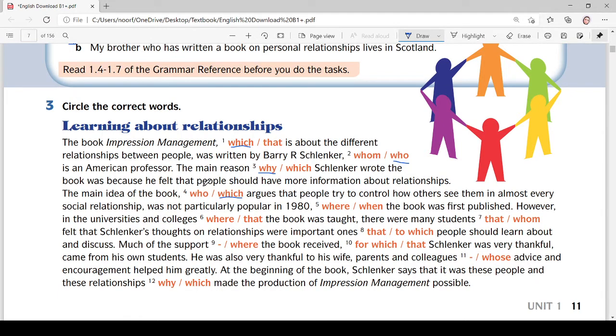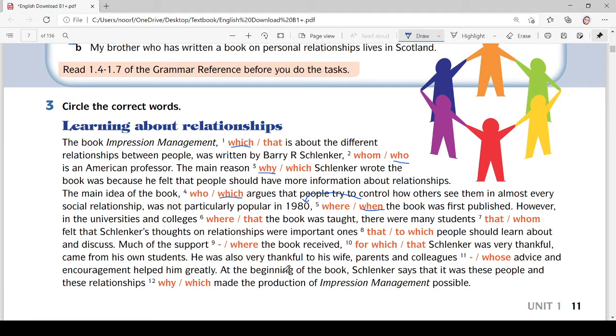Bukan guna who. Who ni guna untuk orang. Kita refer kepada sekarang ni adalah main idea of the book. Which argues that people try to control how others see them in almost every social relationship was not particularly popular in 1980. When ni kan masa kan, so when the book was first published.